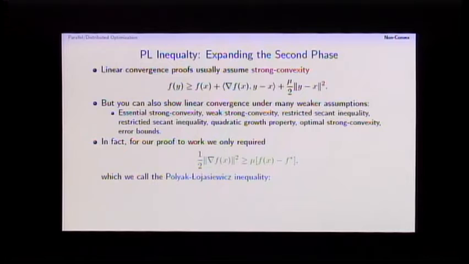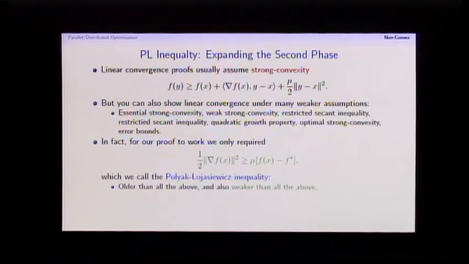And in fact, if you look at the proof we did on day 2 or day 3, the only way we used strong convexity was to get this inequality. And there's a paper from 1963 by Polyak where he shows that this is all you need to get linear convergence.